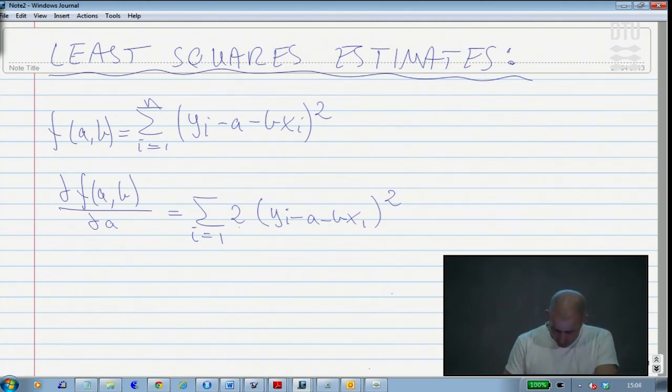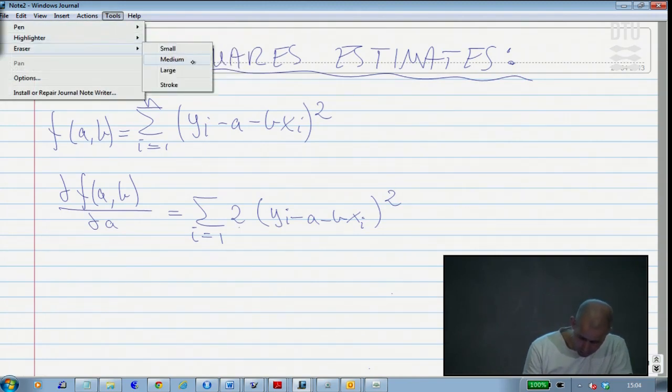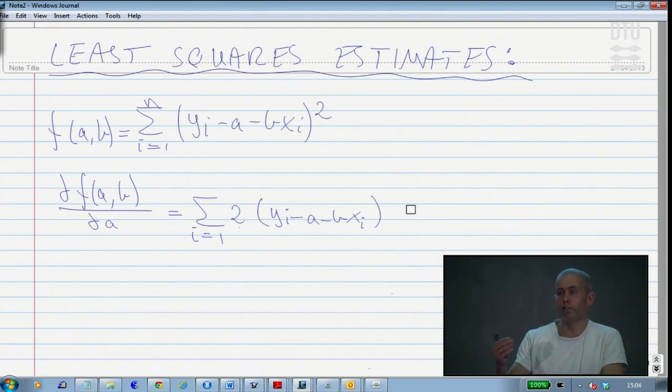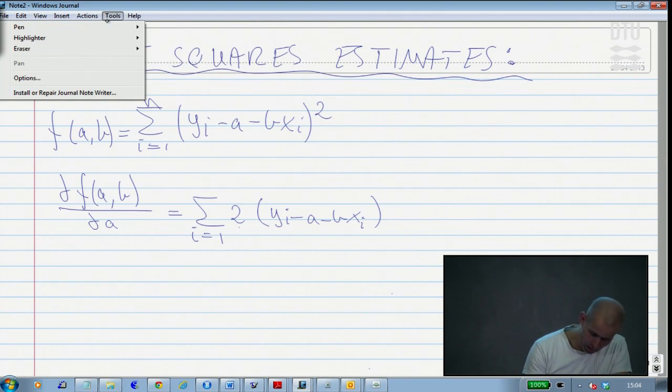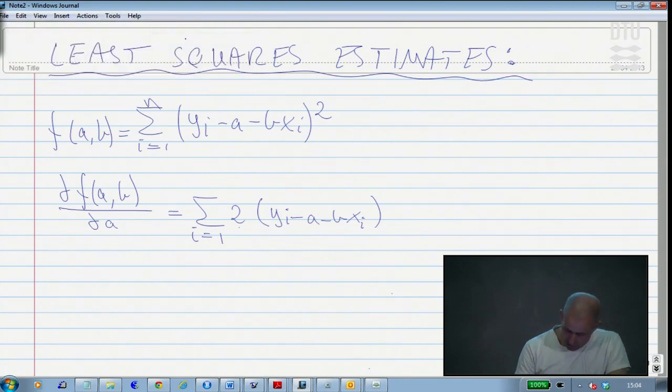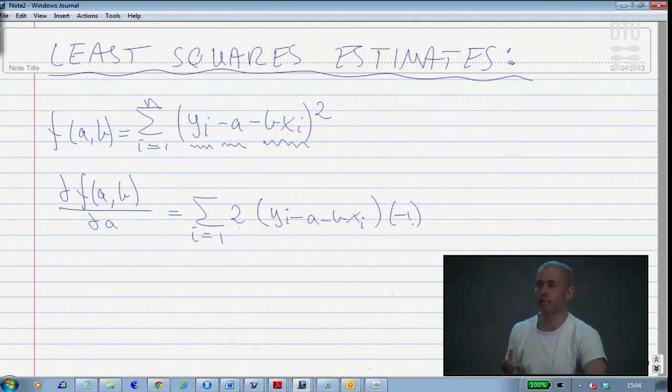Sorry, I shouldn't have the square here, of course. When I do the derivative of x squared, I get 2x. So that was a little mistake there. Then I should still have the derivative of the inner function with respect to a. Well, this is a constant when it comes to a, and only a -1 appears as a consequence of taking the derivative with respect to a there.